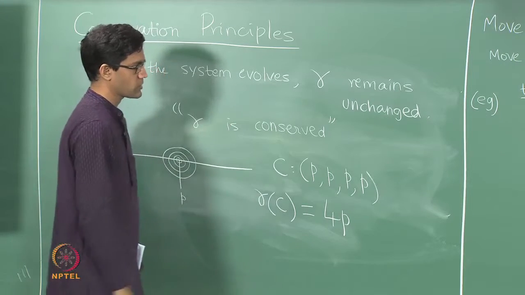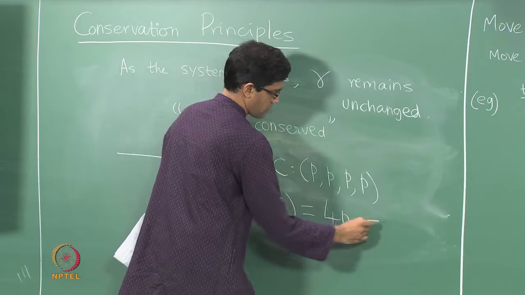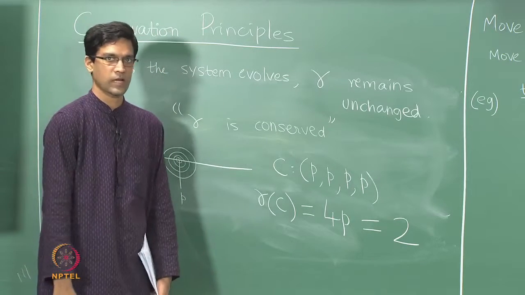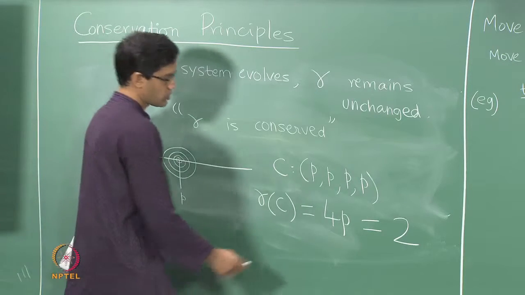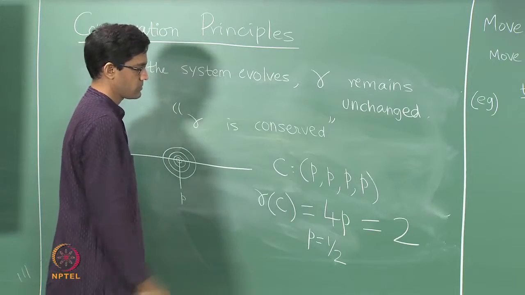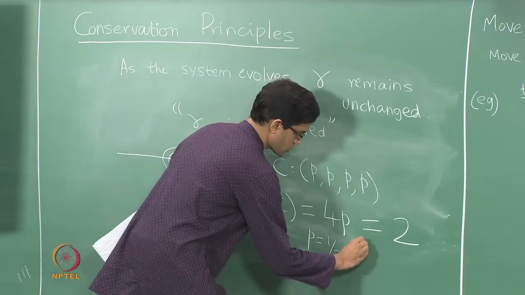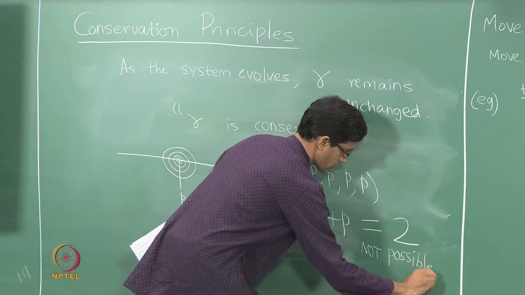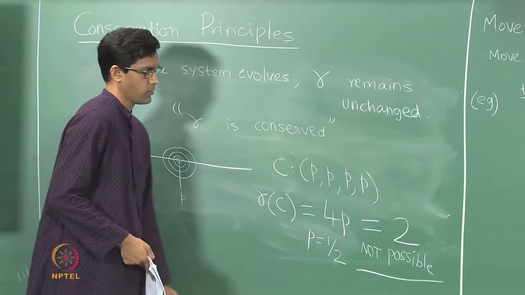So the starting configuration had gamma function as 2, so of course whatever configuration you can get at some time t had better also have the same gamma function. So if at all it is possible to get to p, p, p, p, then this equation must be true: 4p must be equal to 2, or in other words p is half. But observe that is not possible because p is the position of the coins, so p is an integer. So it is actually not possible to get all 4 coins to coincide at the same point.